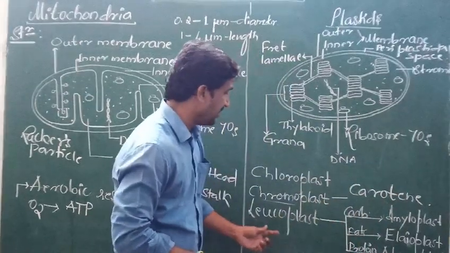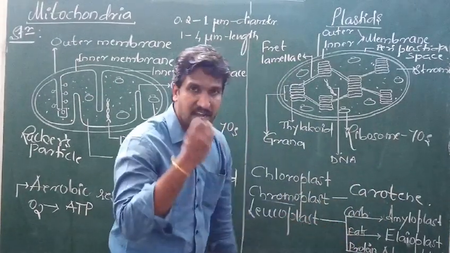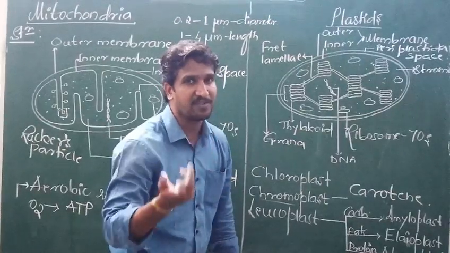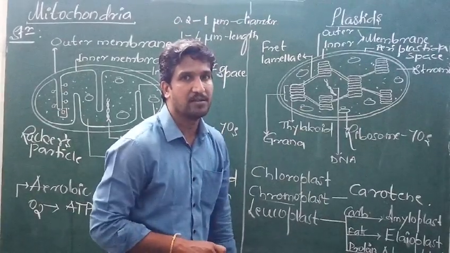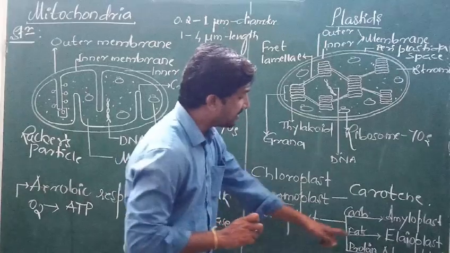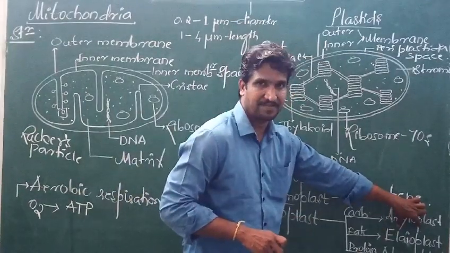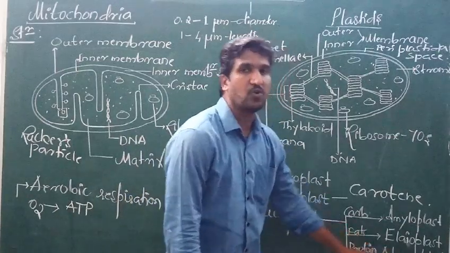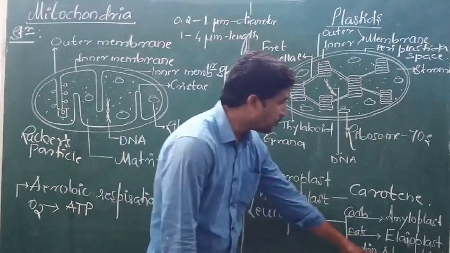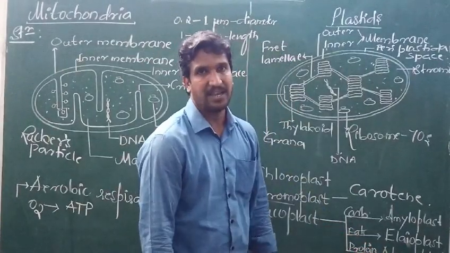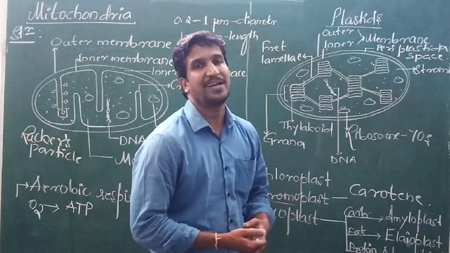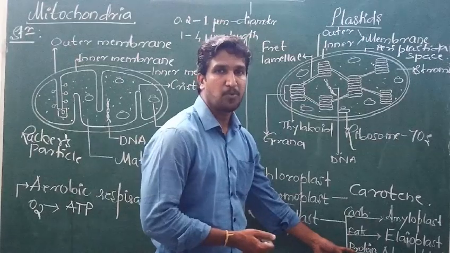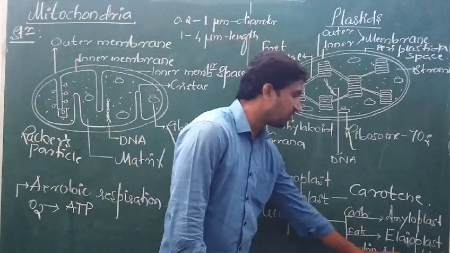Whereas the second one is the fat containing one. Like groundnut, which contains more fat and oil, that is elaioplast. Thirdly, the protein containing one, aleuroplast. Like grains, toor dal, chana dal, they contain the protein as storage food material, called aleuroplast.